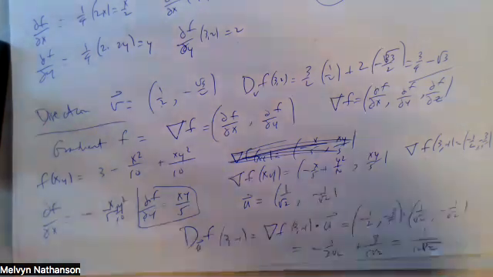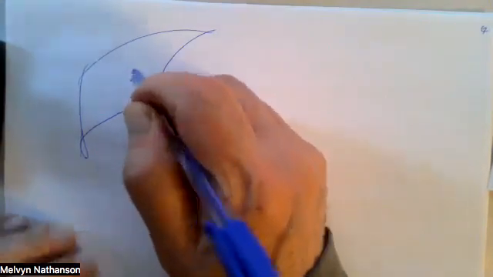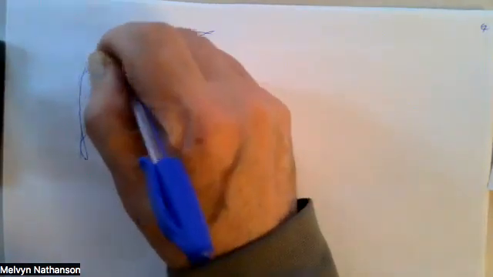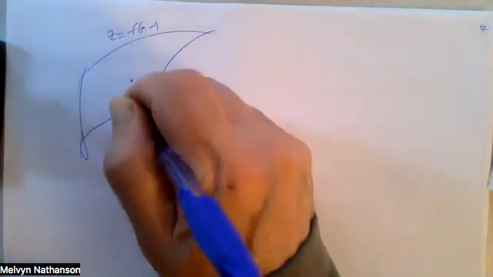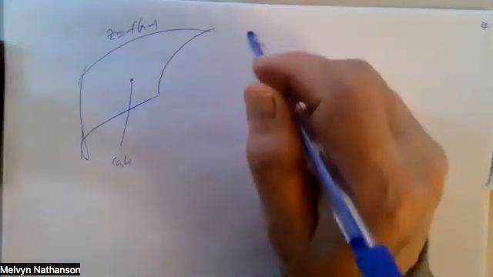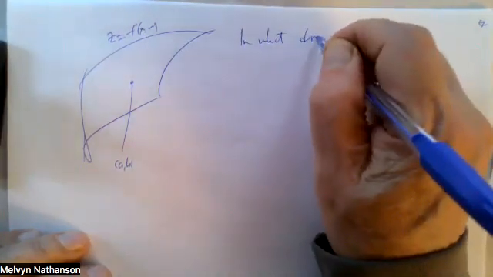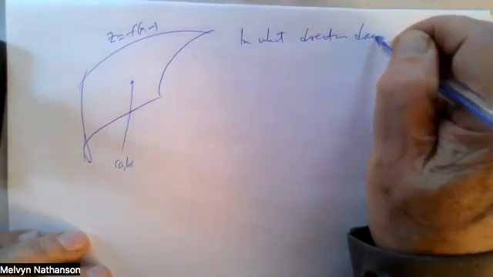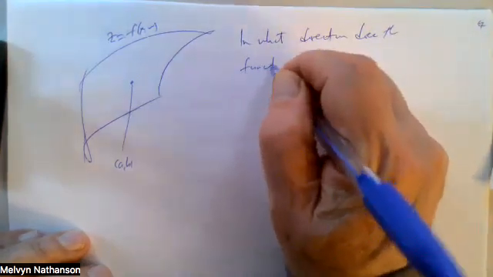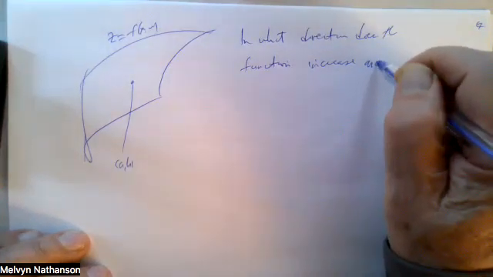Now, very often, when you're looking at some surface, you have a point on the surface. This is the graph of the function z equals f of x, y, and this is the value of the function over the point a, b. You want to know in what direction does the function increase most rapidly.